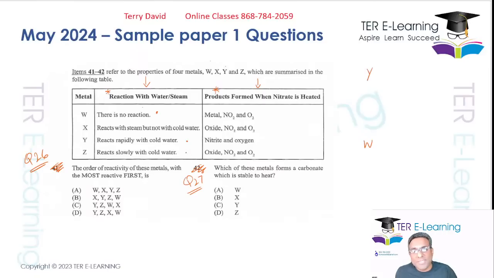In the case of Z, it reacts slowly with cold water, but it's still reacting with cold water. So therefore, Z comes next. And then in the case of X, it reacts with steam, but not cold water. The fact that you need steam to react X means that X is less reactive than Z. So this is the order that we're looking for here. It should be Y, Z, X, W. So the answer is going to be D. That's the answer, right?